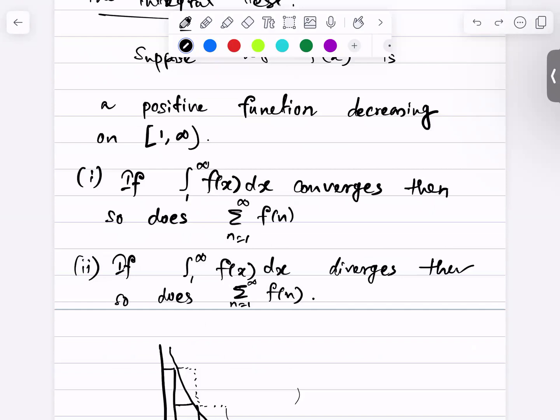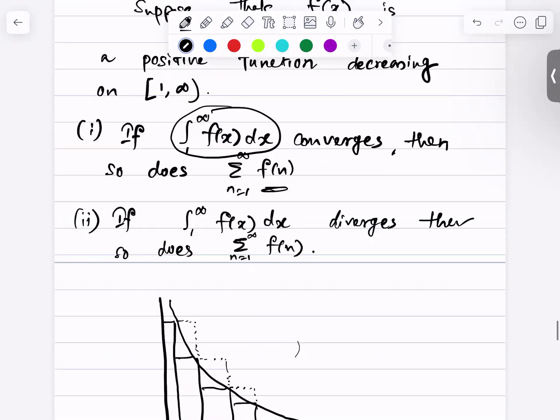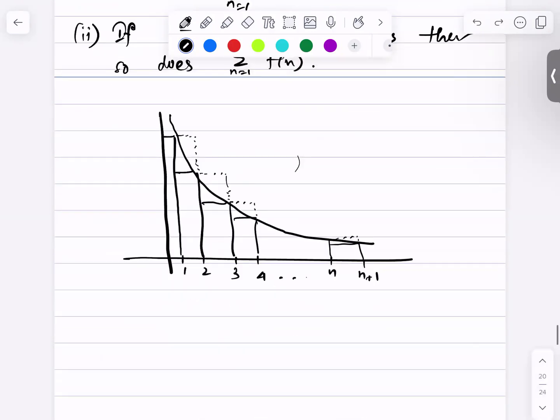Then if the integral from 1 to infinity of f(x) dx converges, then the sum also converges. And if that diverges, then the sum also diverges. Okay, so not hard to remember. Now, why is that true? A little justification that I want to make here.